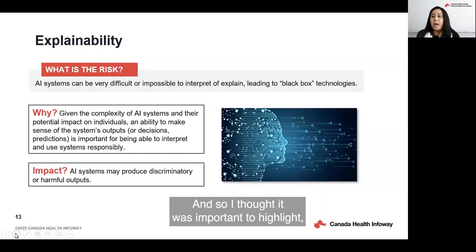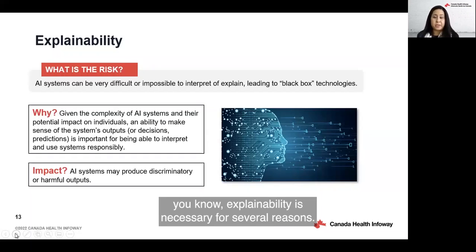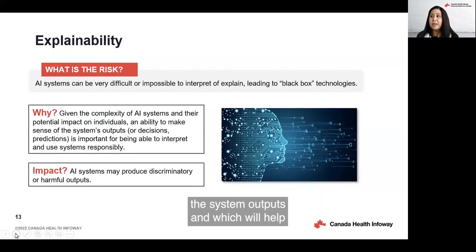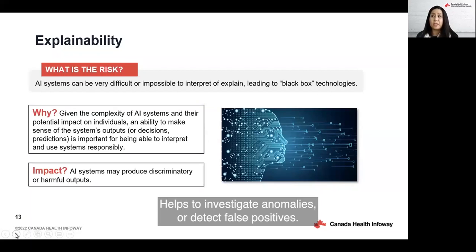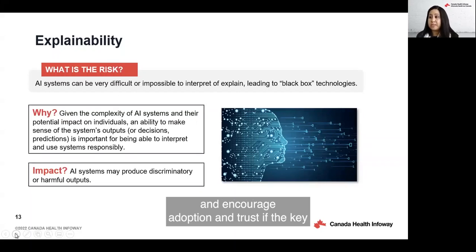And so I thought it was important to highlight that explainability is necessary for several reasons. One, it helps end users of the system to understand the system outputs, which will help to inform their own decision-making. It helps to investigate anomalies or detect false positives, helps to provide confidence in the outputs of the AI system, and encourages adoption and trust if the key stakeholders understand the system outputs.